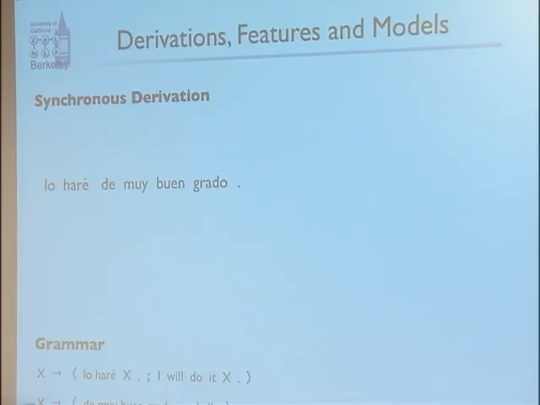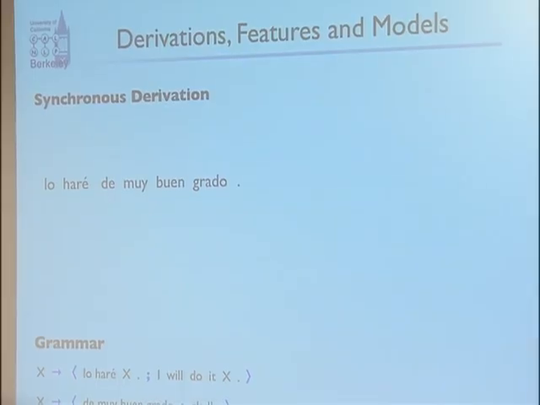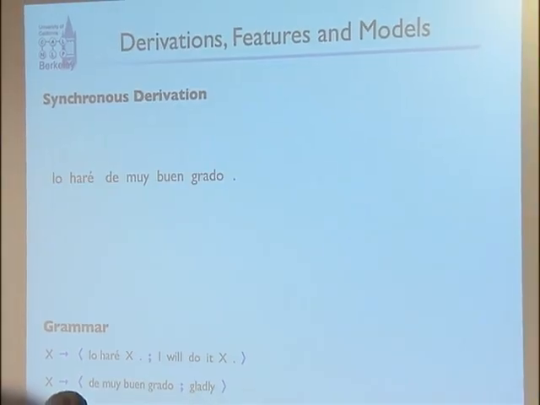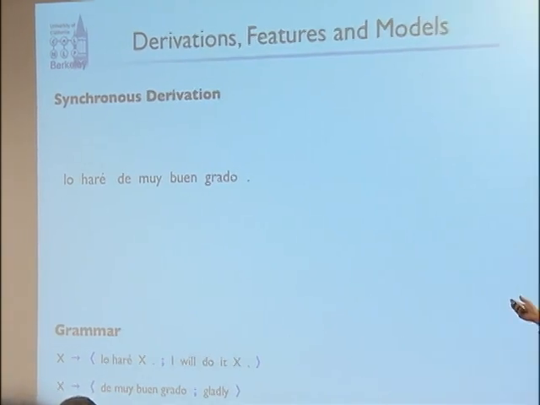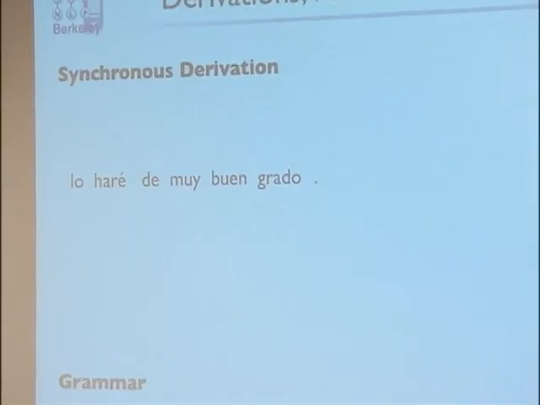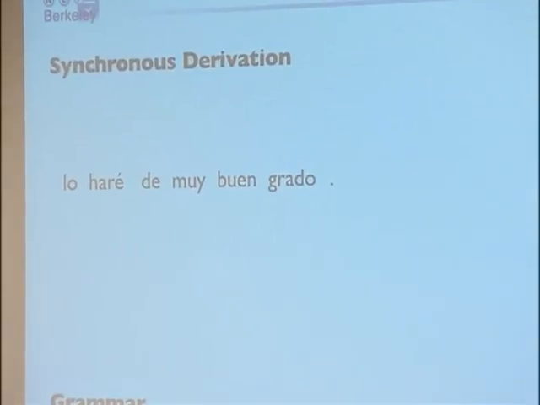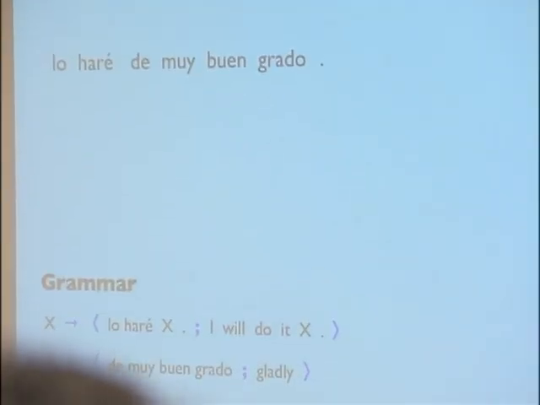Okay, so let's think about what exactly it is that we're going to score. And here's one of the things. This is the hierarchical phrase-based model that Adam told you about. So my Spanish is slightly better than my Chinese, so I'll do some Spanish, but neither of them are particularly good. Here's a sentence we want to translate. Lo haré de muy buen grado. And the two grammar rules we're going to use to translate it are down here at the bottom of the screen. Can people see the bottom of the screen? Yeah, probably.